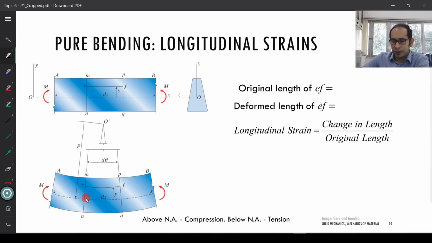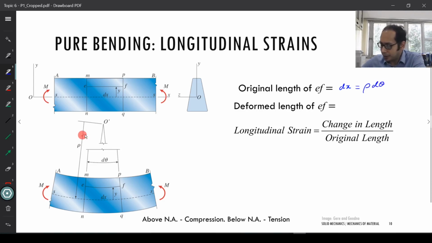So now, as we discussed, if we mark some of these points, I'm looking at this line segment EF over here. The original length of EF that you see here is just dx, because it has not undergone any deflection. It is the same as the length of the line segment along the neutral axis, which has stayed as dx. In terms of this d theta and the radius of curvature, remember rho is the radius of curvature, I can write dx as equal to rho times d theta.